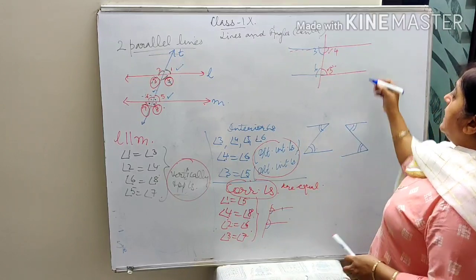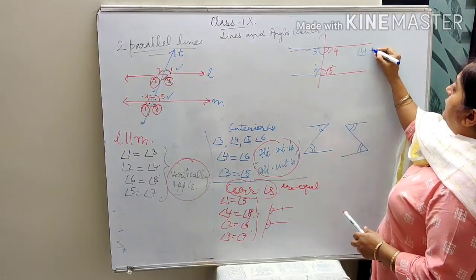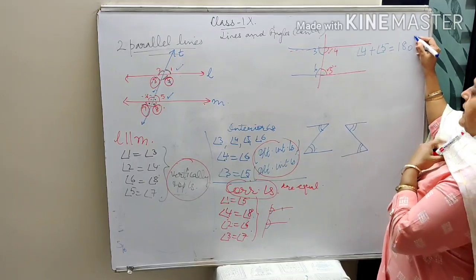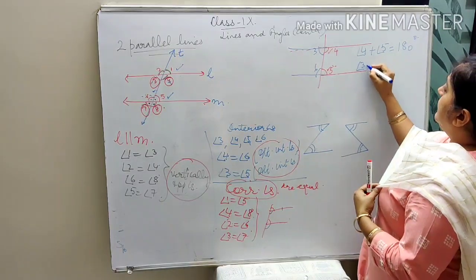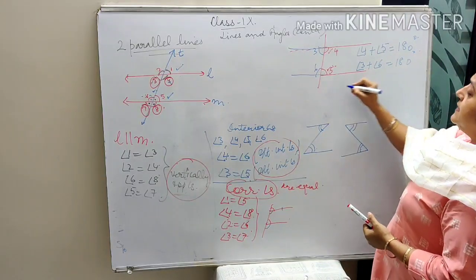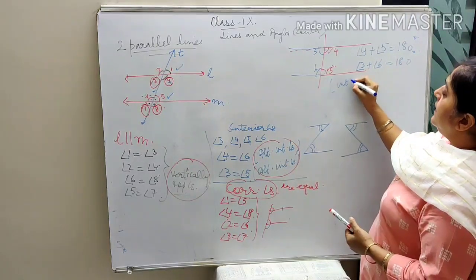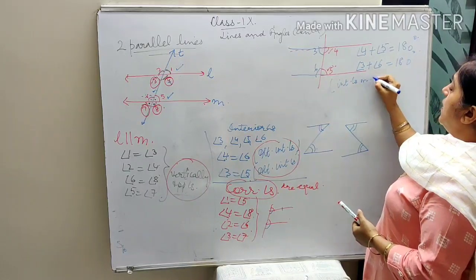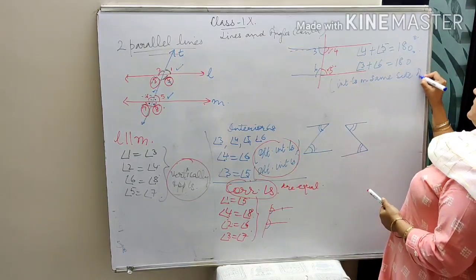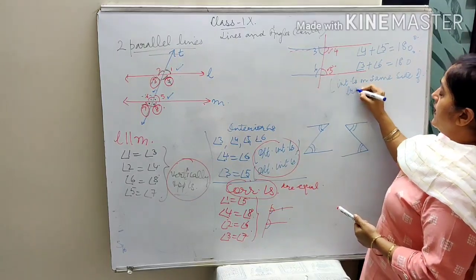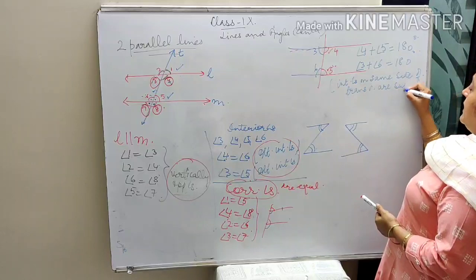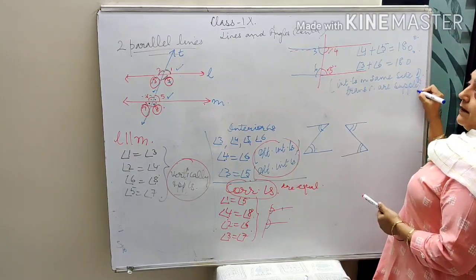So what are these angles? 4 and 5. 4 plus 5 will be equal to 180 degree. Similarly 3 plus 6 is equal to 180 degree. Reason is interior angles on same side of transversal. Same side of transversal are supplementary. What are these? Are supplementary.